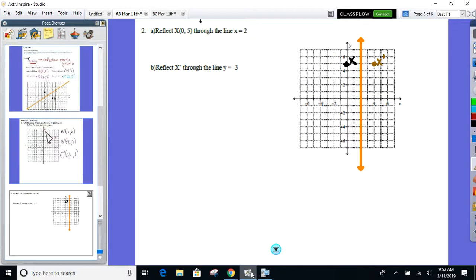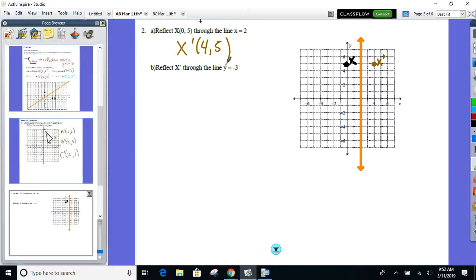Five. When you're ready there, Fiona, where's x prime? 4, 5. Yep. I don't know if anybody had 2, 5. Count from the origin, not from the line. Count from the origin if you had 2, 5. All right, count from the origin.